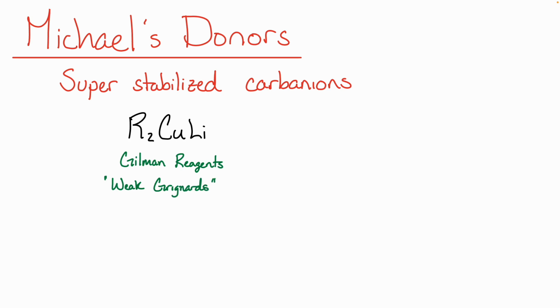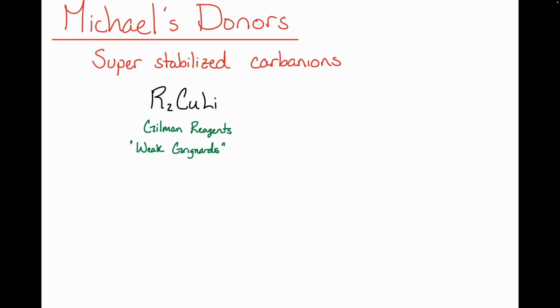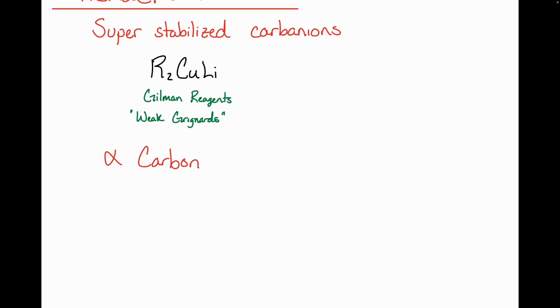They are nowhere near as nucleophilic as a Grignard because it just turns out that that carbon is much more stabilized with that negative charge, right? And again, this is going to be a common feature of all of our Michael donors. All right, and this one was kind of an aside. Most of our Michael donors are going to have this very characteristic feature of an alpha carbon sandwiched between two carbonyl groups.